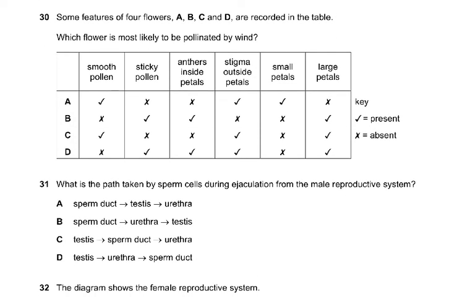Question number 30. Some features of four flowers A, B, C, and D are recorded in a table. Which flower is most likely to be pollinated by wind? Now, I would have said the one which does not have large petals. So it was easy. I would have just narrowed it down to A because large petals are not required in wind pollinated flowers.